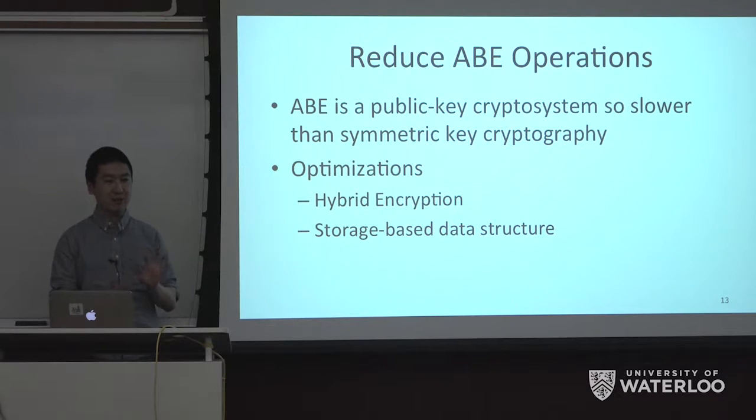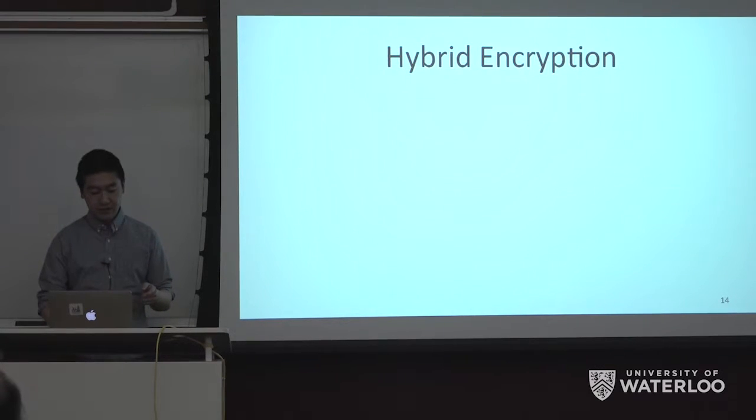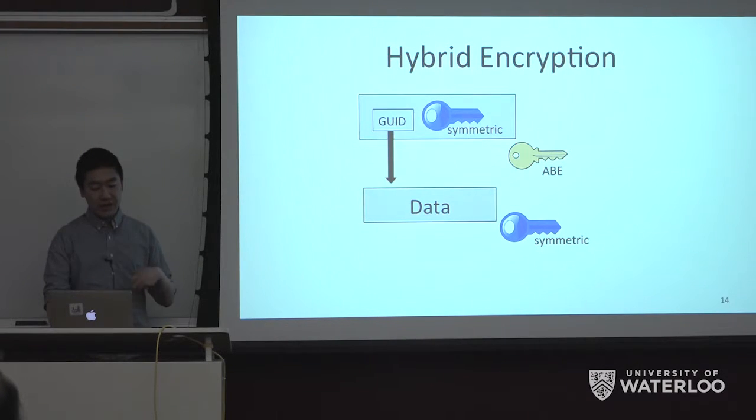So how many people are actually familiar with hybrid encryption? Okay, that's like half. All right, so I'll just go through it quickly because it'll be useful when I talk about storage-based data structures. So in hybrid encryption, first you generate the symmetric key, and that key is used to encrypt the data. Then the ABE public key is used to encrypt the symmetric key and a GUID, which just represents the location of the actual encrypted data block in the storage provider. And this way, symmetric key encryption, the faster encryption method, can be applied to the larger data, and ABE is applied to smaller and fixed data sizes.